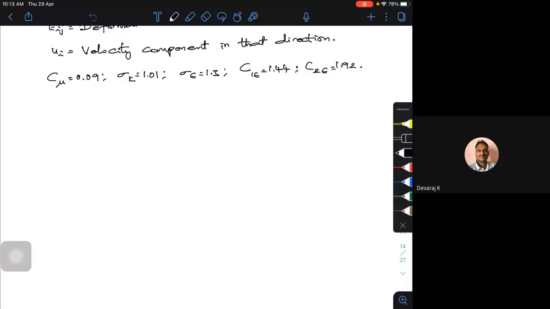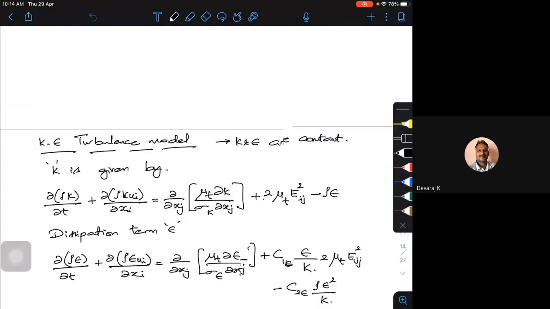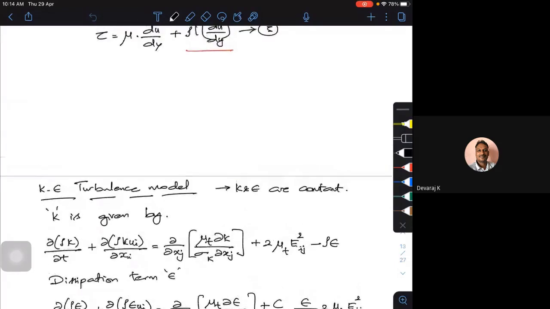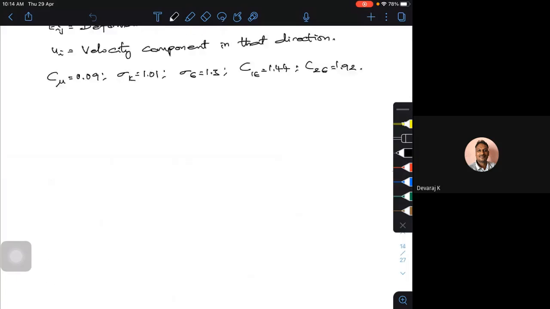Okay, fine. So, good morning. In the last class, we were looking at the K epsilon turbulence model. Today we'll try to look into one more turbulence model which we use regularly. That is the K omega turbulence model, the second one.